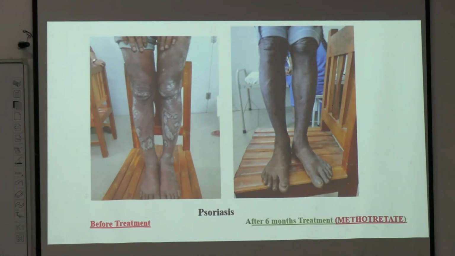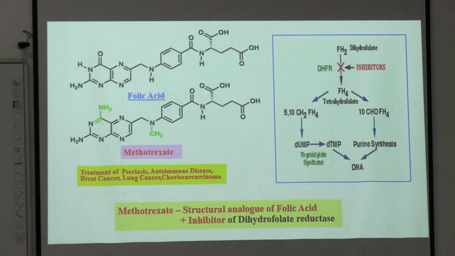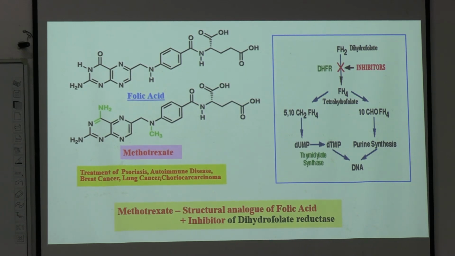Psoriasis: this is a patient I saw last week, in our hospital. In this old photograph, methotrexate was given. So what is methotrexate? It's a folic acid antagonist, having a structural similarity. It is used in the treatment of psoriasis, autoimmune disease, breast cancer, lung cancer, and choriocarcinoma. They are structural inhibitors of folic acid and it inhibits dihydrofolate reductase. Note down this thing.